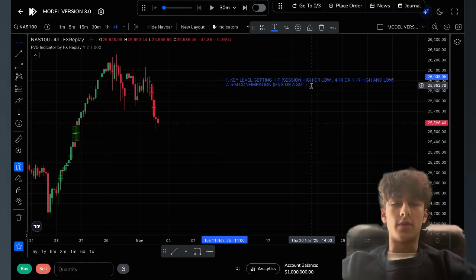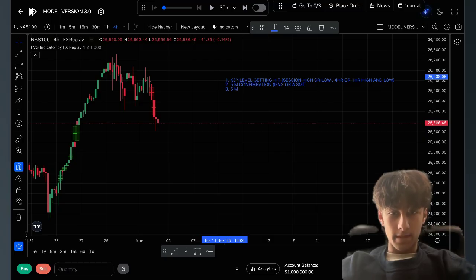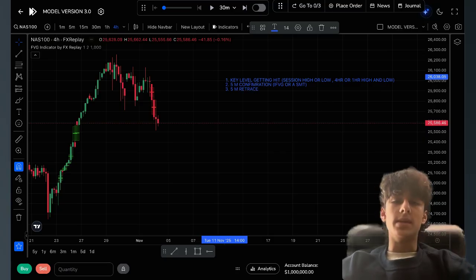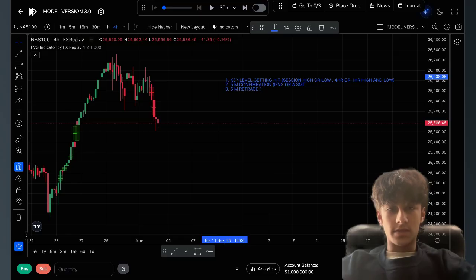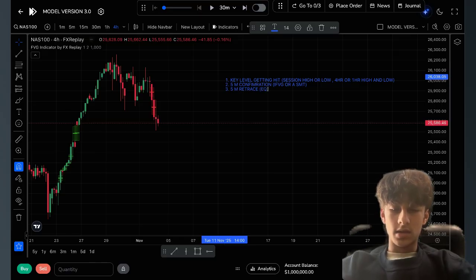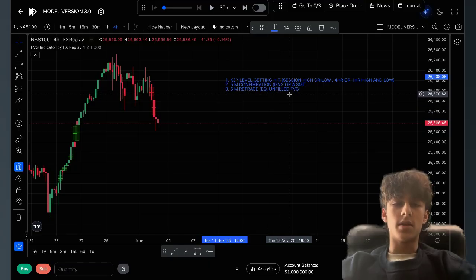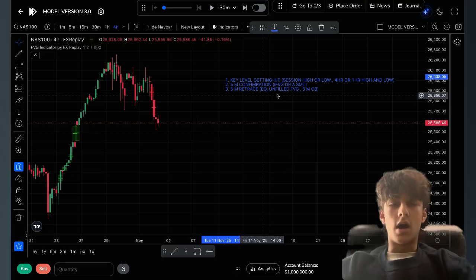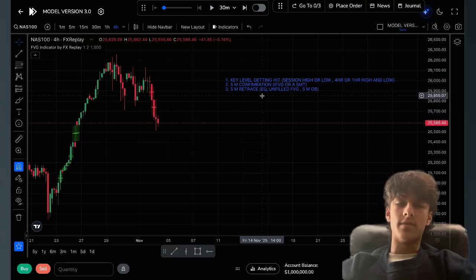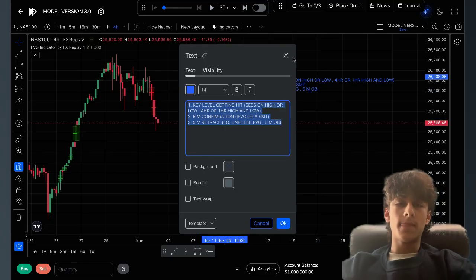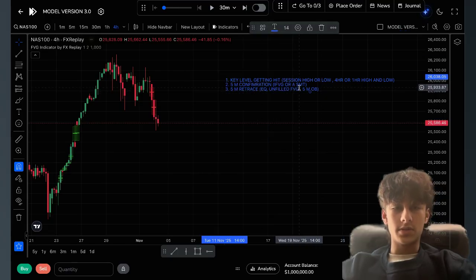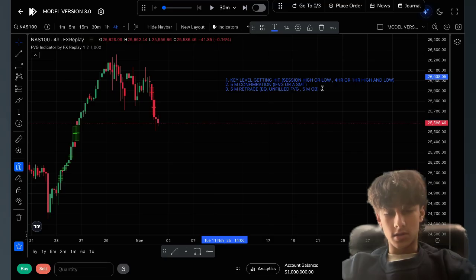So then from there, I look for a 5 minute retrace. Normally for me, it's equilibrium retracing. It could be an unfilled fair value gap. It's only those two for me. So I either wait for a 5 minute retrace into an equilibrium or a 5 minute order block. Often we don't really see those after the confirmation moves, but any time we have a retrace into a key level, that's my third step. That's our continuation.